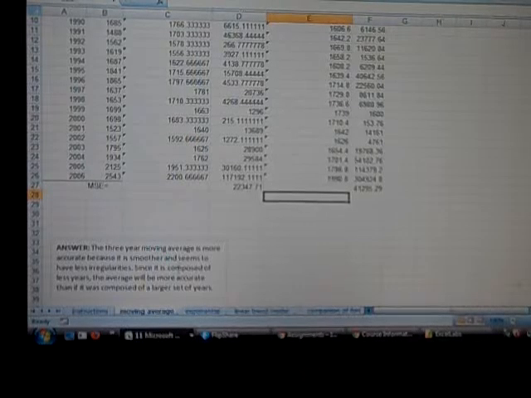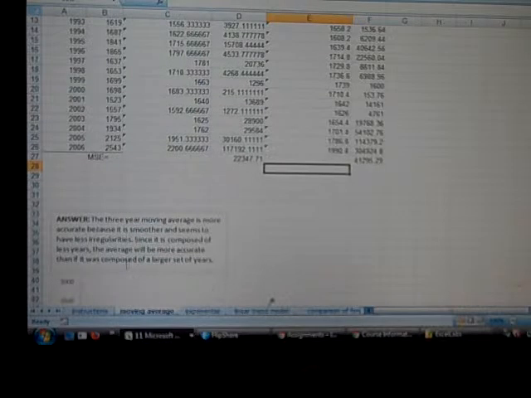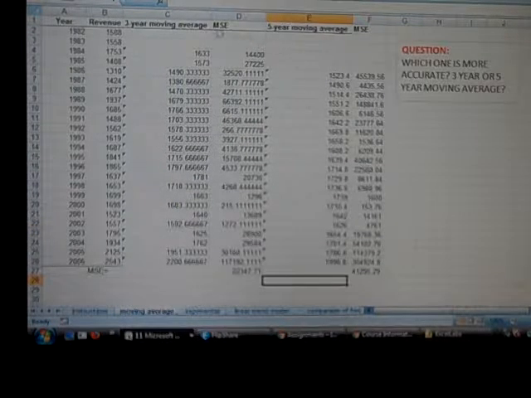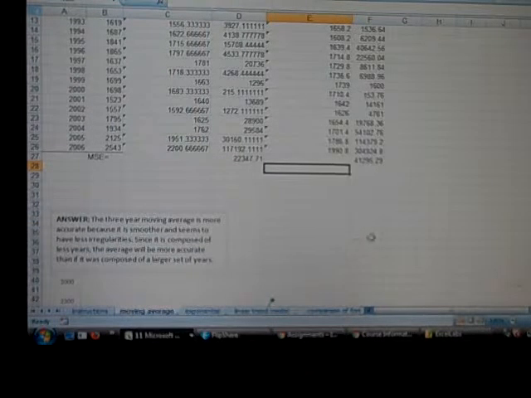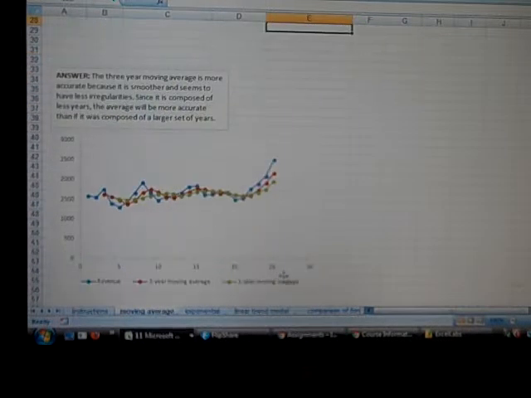The 3-year moving average is more accurate because it's smoother, and it seems to have less irregularity. Since it's composed of less years, the average will be more accurate than if it was composed of a larger set of years. So any time that you're doing more than 3, so 5, 6, 7, anything more than that is going to be less accurate. So the smaller amount of years, the more accurate it's going to be.